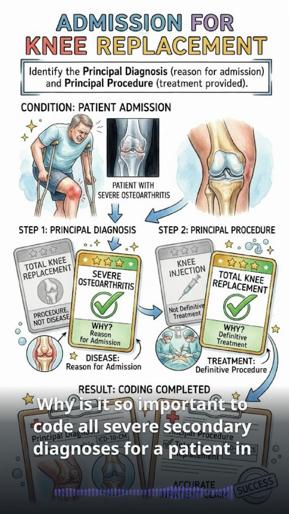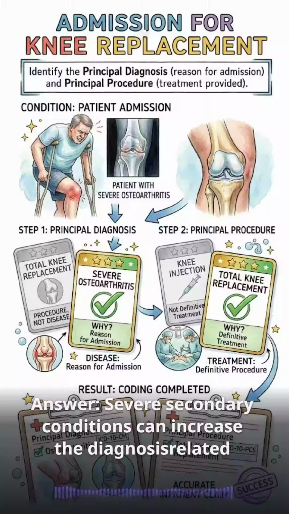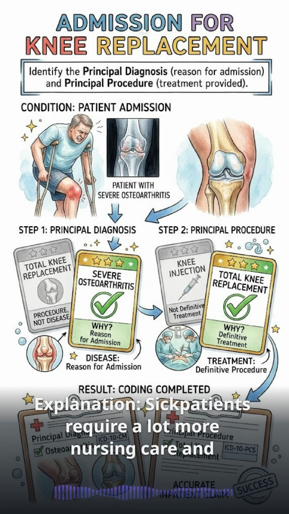19. Why is it so important to code all severe secondary diagnoses for a patient in the inpatient setting? Severe secondary conditions can increase the diagnosis-related group level, which brings more fair payment to the hospital. Sick patients require a lot more nursing care and resources, so the hospital needs proper funding to help.